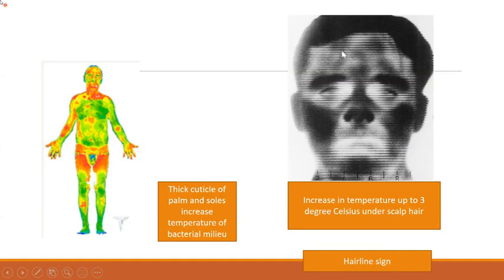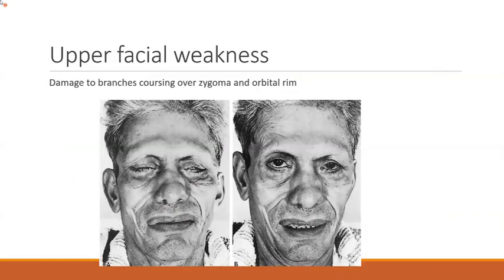And if there is sensory loss over the face, the sensations will be preserved just beyond the hairline, which was called the hairline sign when leprosy was so prominent, although seen rarely today also. Here the sensation will be lost, and below the hair the sensation will be preserved. This is because there is an increase in temperature of up to 3 degrees Celsius under scalp hair. So the lepra bacteria will not invade the scalp till late. Again, upper facial weakness is very typical of leprosy.